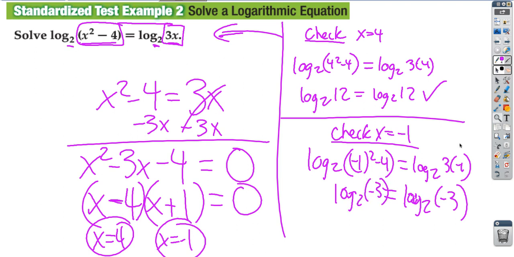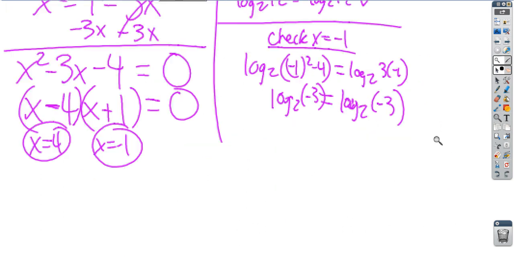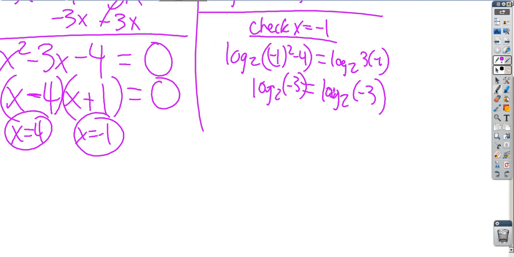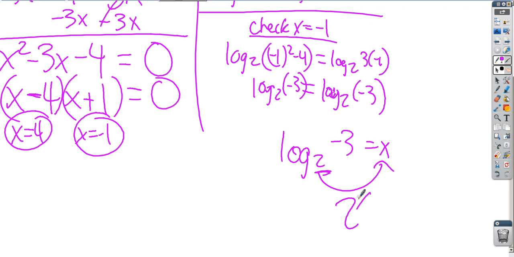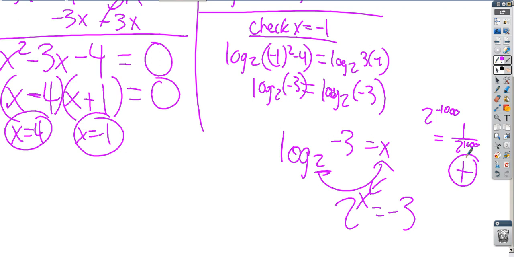It's nice to understand why that's the case. Here's why that doesn't work. This is basically saying, what power can I raise 2 to get -3? And the answer is nothing. Because even if you plug in as big a negative number as you want, 2 to the -1000, that's the same as 1 over 2 to the positive 1000. That is still a positive number. There's no way that you can raise 2 to any power, or any number to a power, whether it's positive or negative, and come up with a negative answer. So it's important to always check your answers when you do these problems.